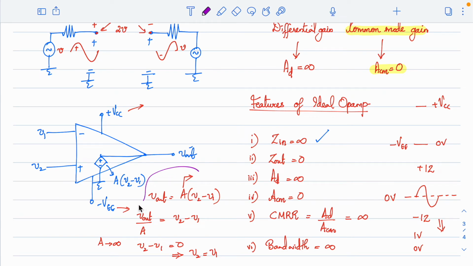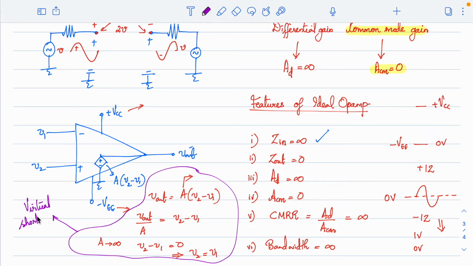Since the differential gain is very high for an ideal op amp, we can see that both the input terminals will be at the same potential. This property we call the virtual ground property. It is not the virtual ground property in this case, we call it virtual short.